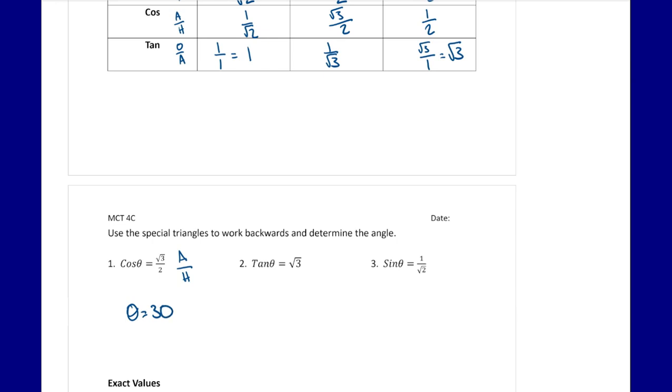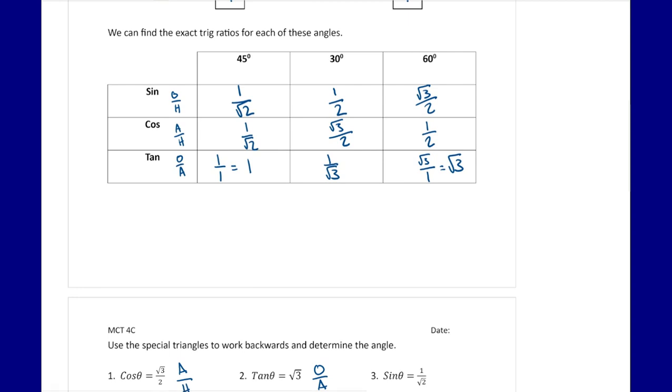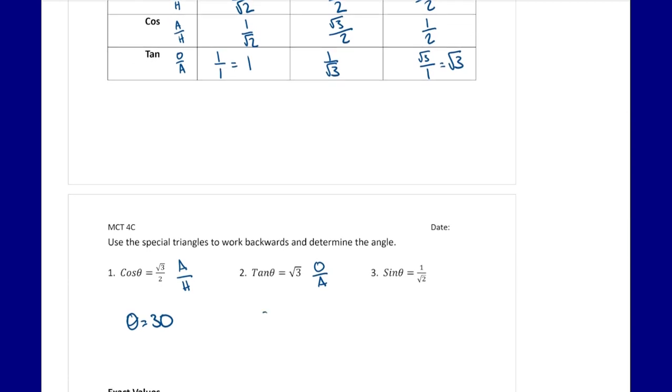For tan of theta, or tan of an angle, equals √3. Again, tan is opposite over adjacent. We're going to go back to our table, go to tan, and see where do we see √3. Well, we see it at 60. So that means that our angle is going to be 60 when the ratio is √3.